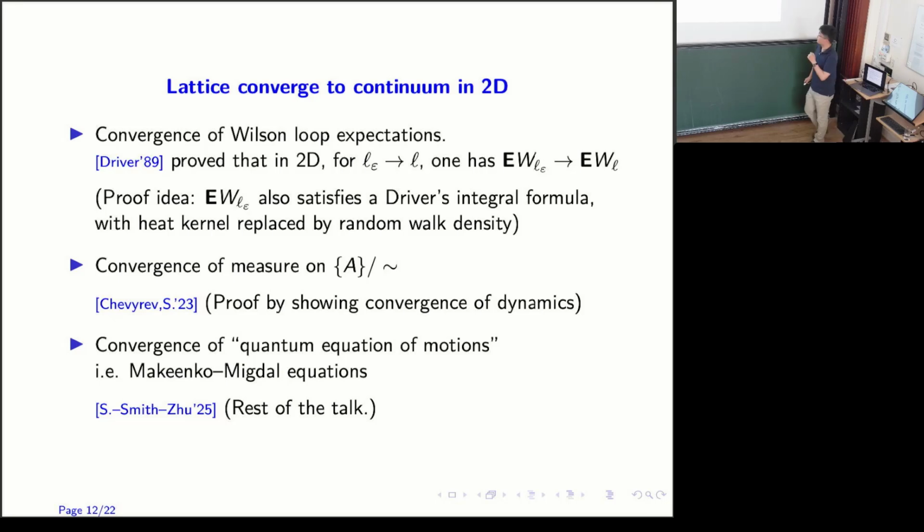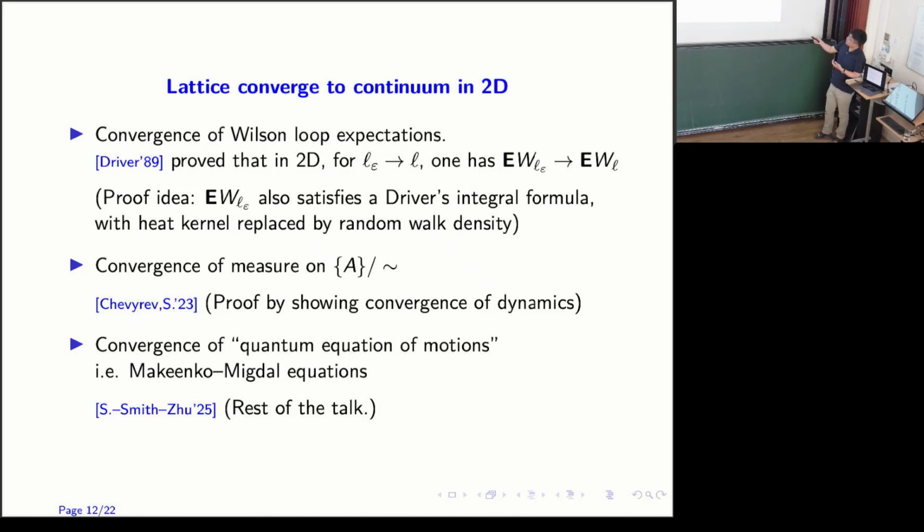Our question is about half of the talk. So now our result: we want to show convergence to the continuum. In terms of convergence to Yang-Mills, there are a few types of convergence. Even back to Driver, they know that in 2D, if you do a lattice approximation for a loop, so given a loop L in the continuum and L epsilon its zigzag approximations, then this Wilson loop expectation converges to the continuum. So you have convergence of Wilson loops.